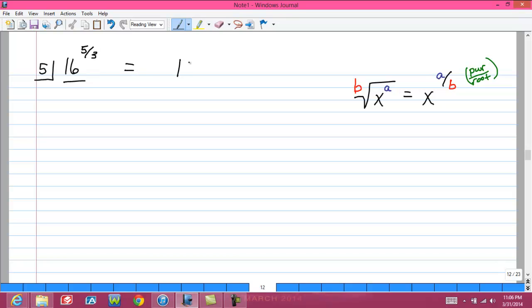Rewrite the base. Put the radical symbol around it. Again, the 5 is the power, the 3 is the root. You might also see this written with the little 5 on the outside of the parentheses.